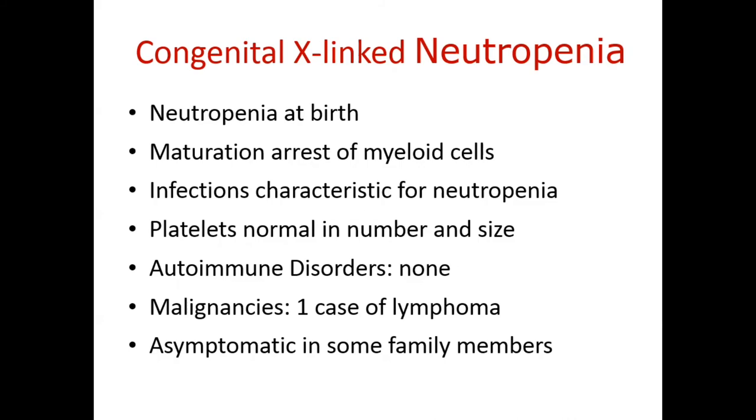And there is another phenotype which I wanted to share with you, and that's congenital X-linked neutropenia. Due to mutations in the WASP gene, they have congenital neutropenia, maturation arrest of myeloid cells, and the infections are characteristic for neutropenia, not for Wiskott. Platelet size is normal. They have no autoimmune disease. One patient in the literature has developed lymphoma, and there are, however, asymptomatic family members with the same mutation, so it's not completely penetrant.